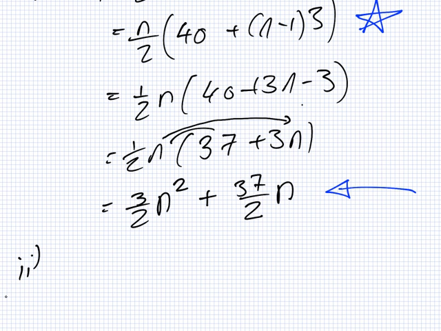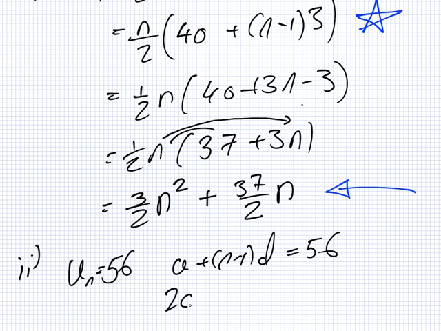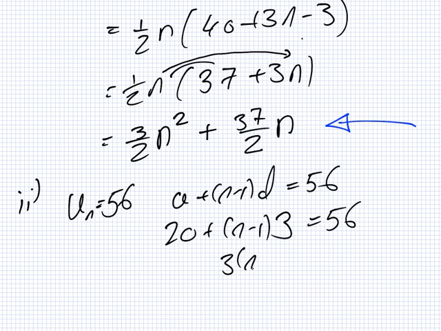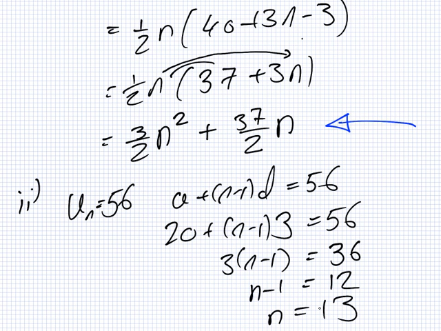In which week were 56 bags sold? So they want U_n equals 56. So a plus (n minus 1)d equals 56. So 20 plus (n minus 1) times 3 equals 56. So 3 times (n minus 1) equals 36. n minus 1 equals 12. So n equals 13.